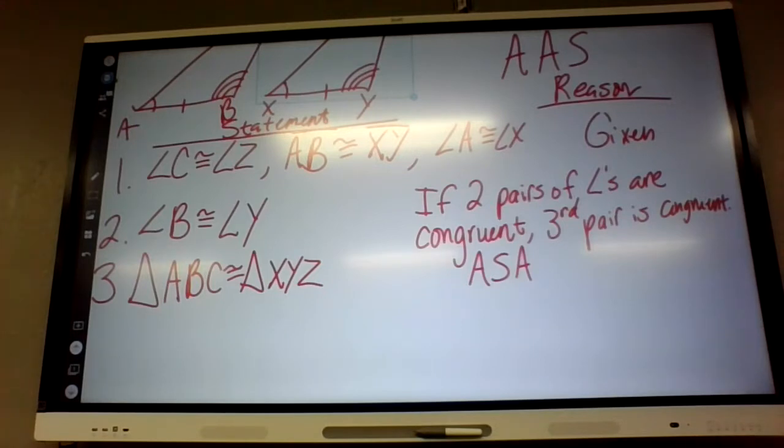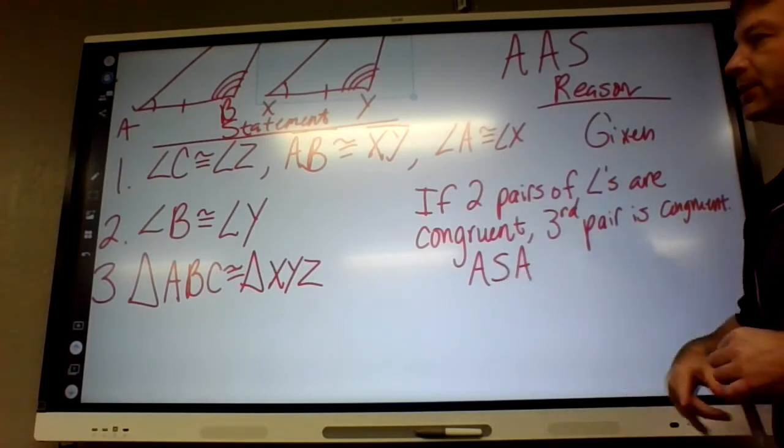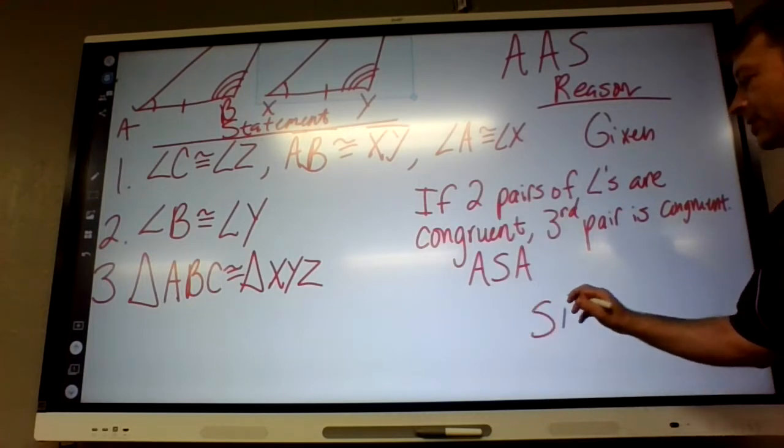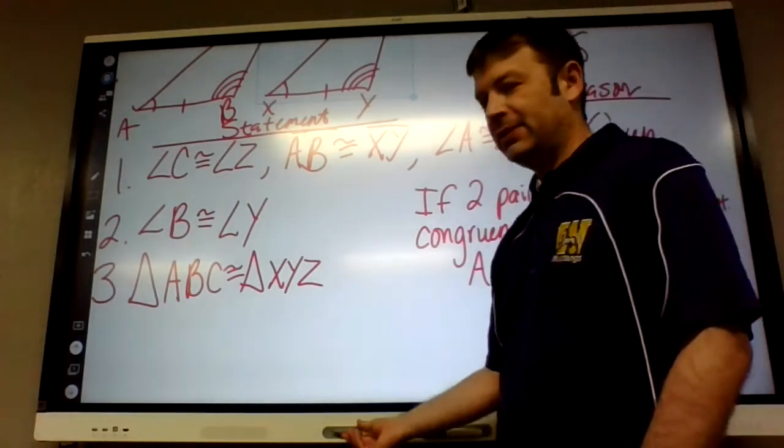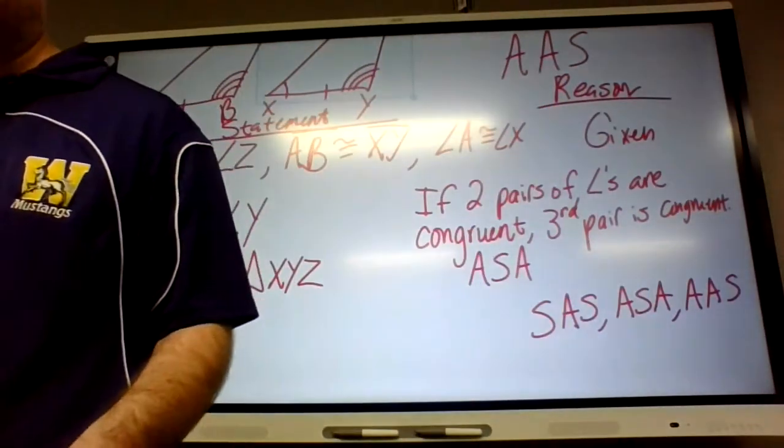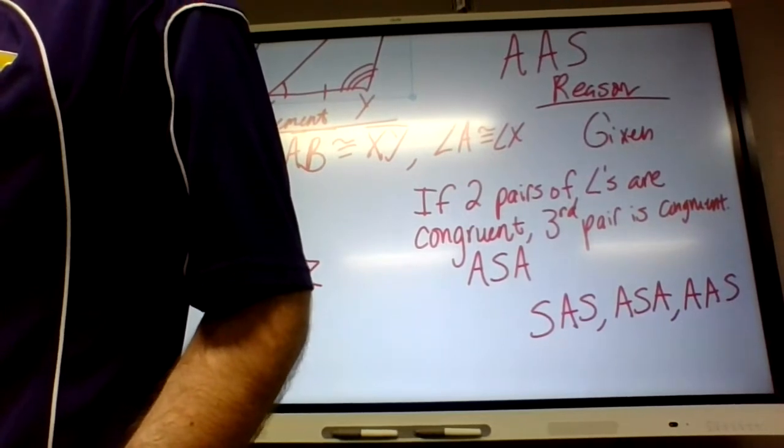Okay, what have we just proven? What we've just proven is angle angle side. So we're going to add that to our list of ways to prove triangles are congruent. That is a theorem because you can prove it. We used the angle side angle postulate. Postulates are not proven, but they help us get there. Now we can use angle angle side. So our list is now side side side, side angle side, angle side angle, and angle angle side. And that's not an exhaustive list. There's actually more.